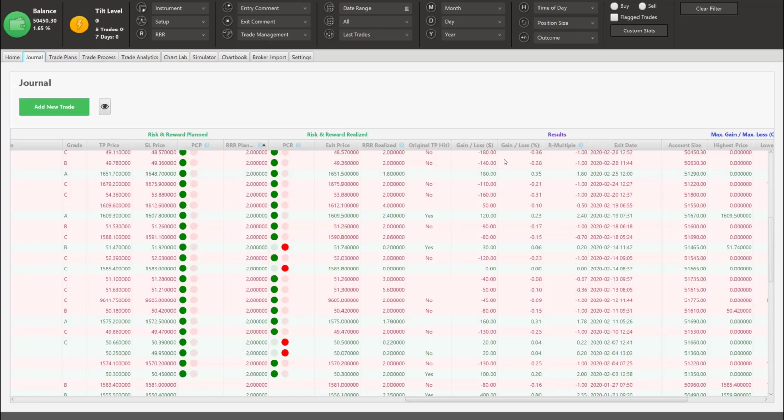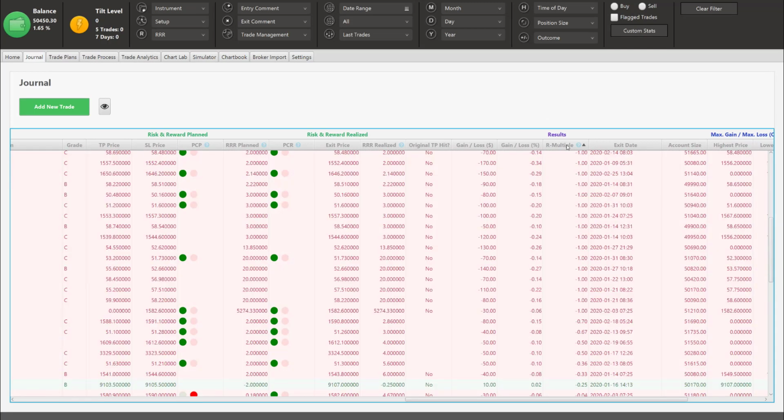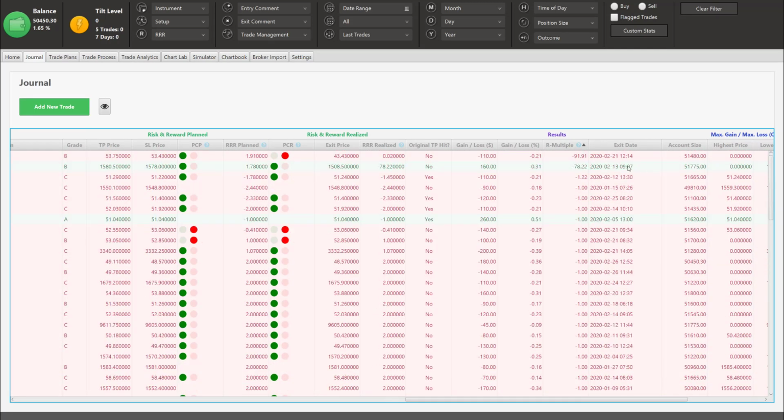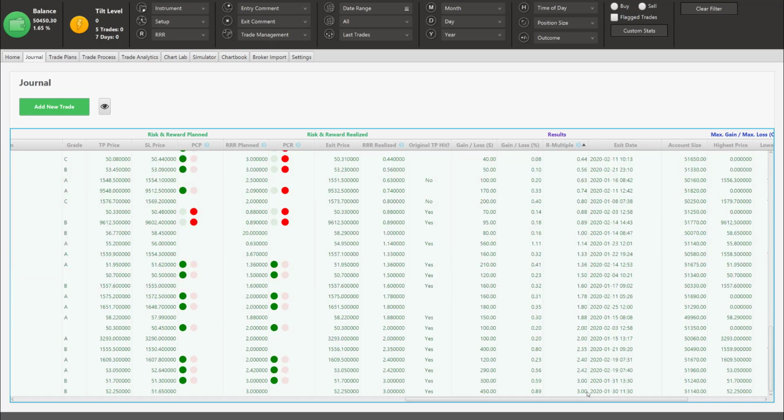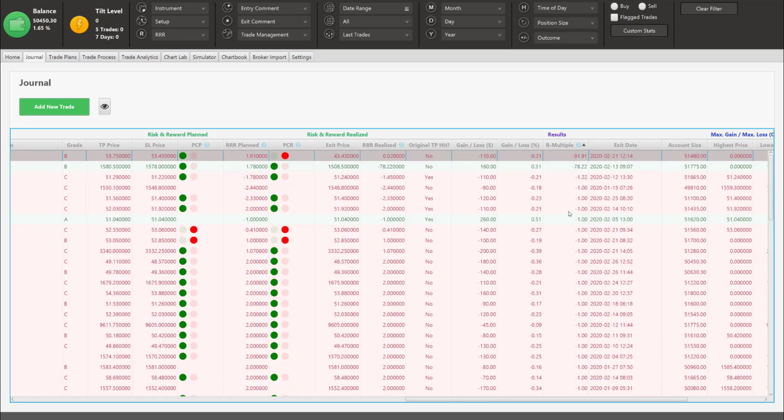You can go back to your journal again, and then you sort here for the R multiple, and then when you go to the highest and the lowest, you'll see that there are a few trades where the trader has a huge R multiple that is negative, and you can go down and you can see here it looks all right. So it seems like only those two trades need some adjustment.